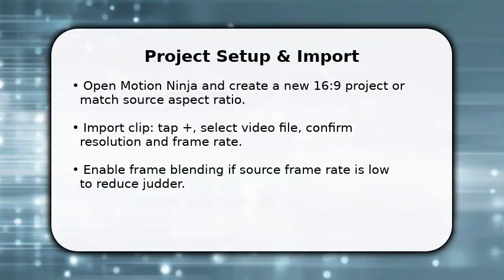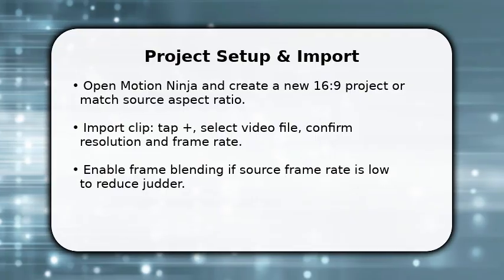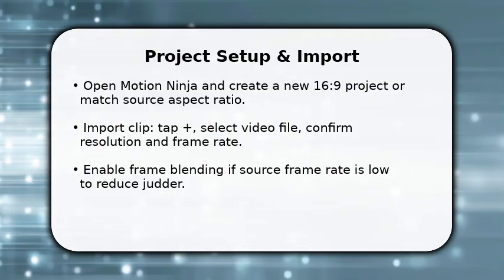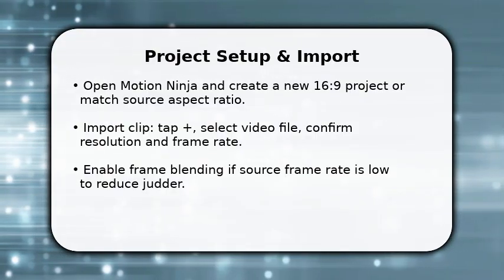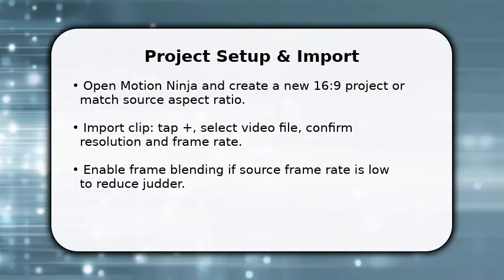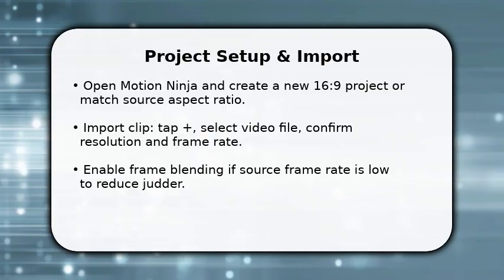You start by creating a project and importing the clip you want to slow. First, tap New Project and choose the correct aspect ratio and resolution. That ensures frame geometry stays consistent.